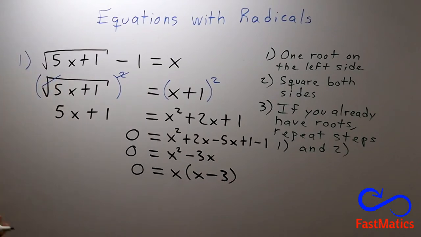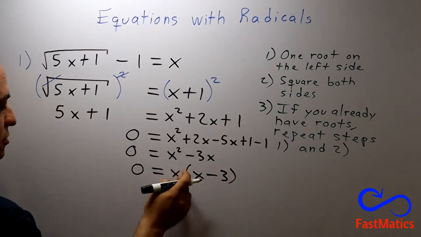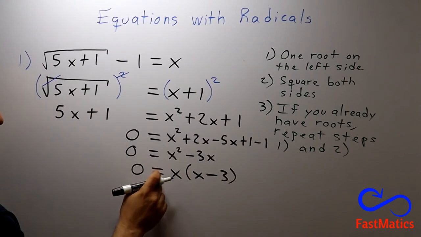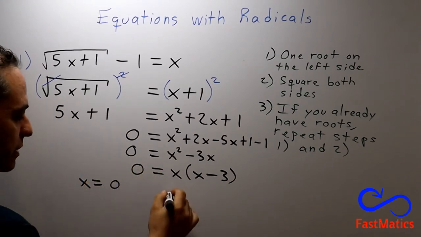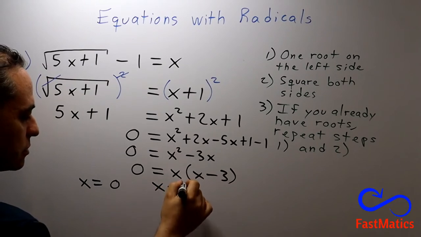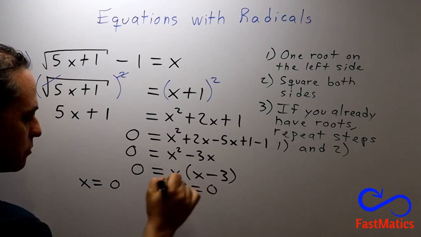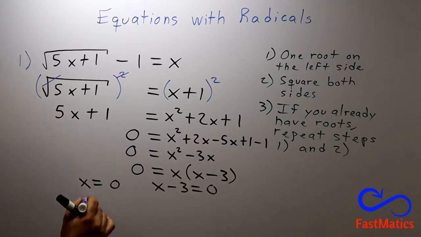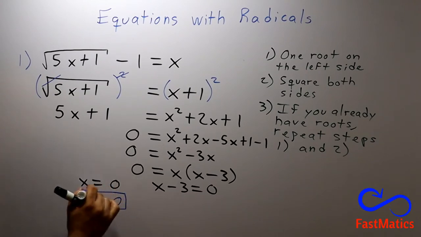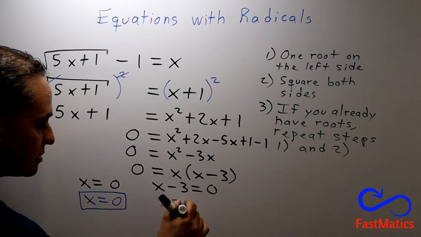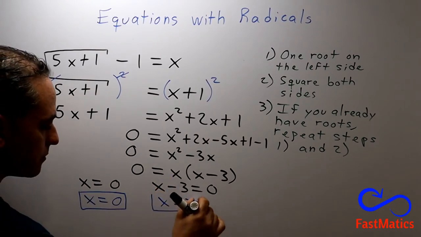And finally, remember that when you have factors multiplying equal to 0, each factor will be equal to 0. So x is equal to 0. We have finished. Nothing to do here. And x is equal to 3.